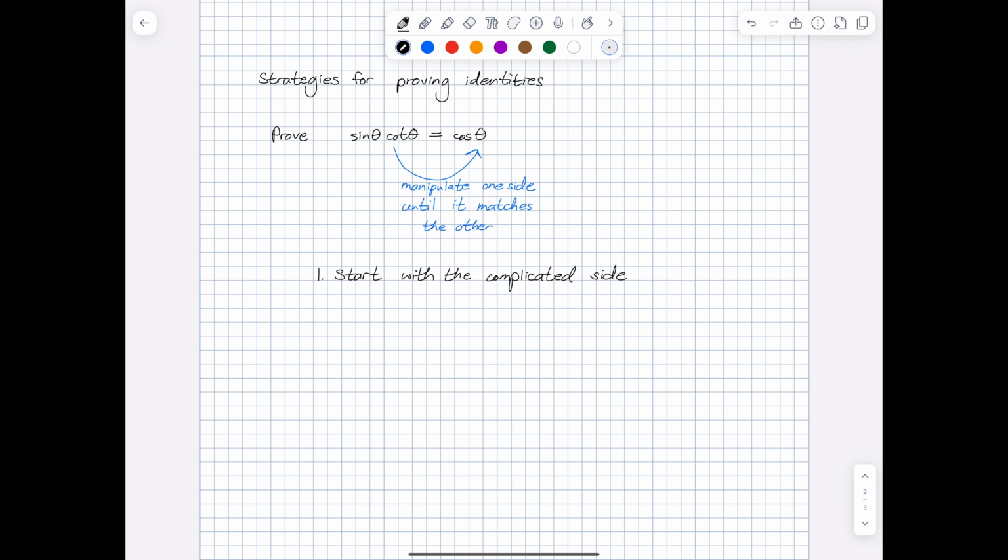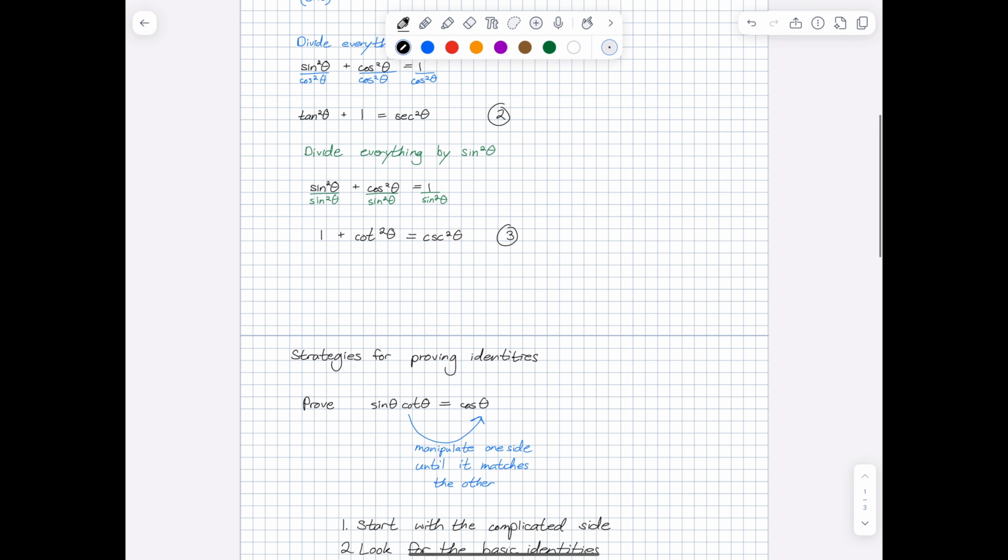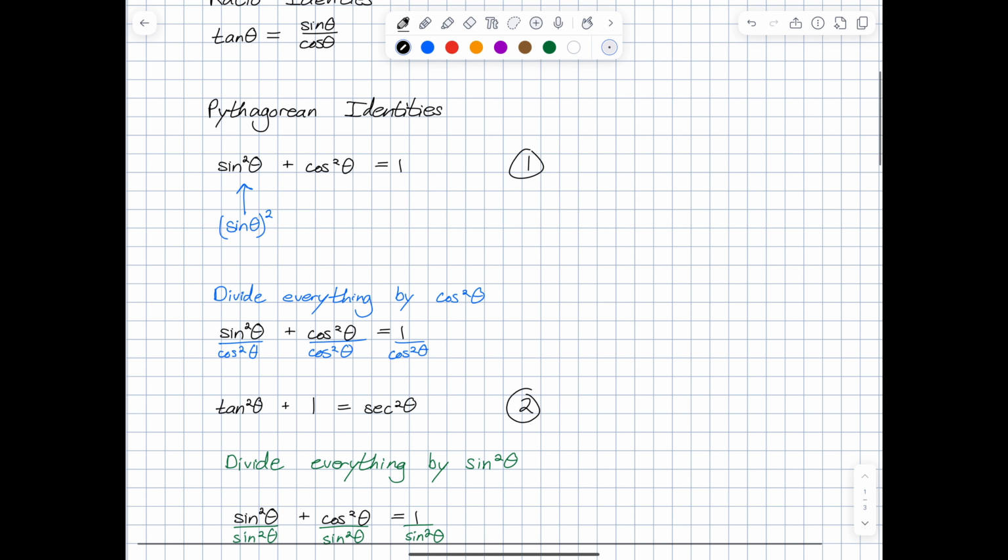Number 2, we're going to look for the basic identities. Those basic identities are the ones from earlier: the ratio, the reciprocal, and the Pythagorean. If you notice in the problem you've got a sine divided by a cosine, your brain should say, oh, wait a minute, that's equal to tangent. Also, this Pythagorean identity, sine squared plus cosine squared equals 1, shows up a lot.